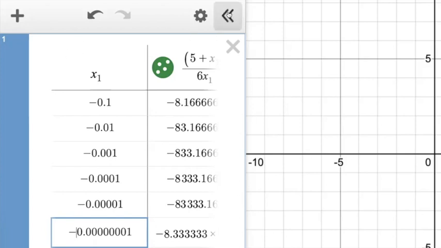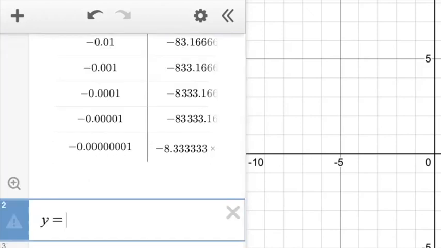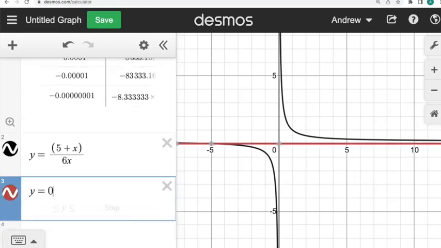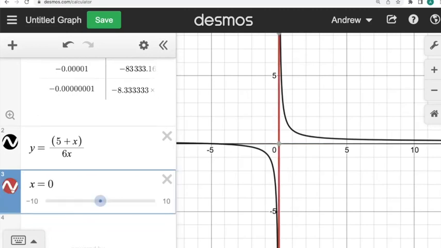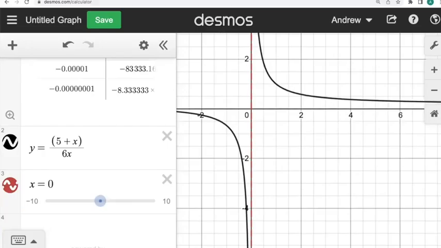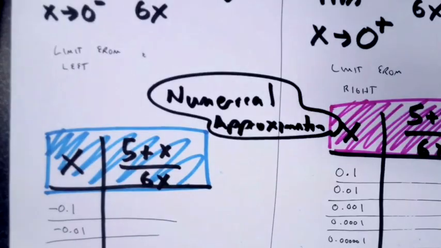In terms of a graph, if we have a nice computer that's willing to make a graph for us, we can see that characteristic behavior, that vertical asymptote at x equals 0. And that's what we were expecting to see based on the calculations we did. And also, I confirmed it with the graph.